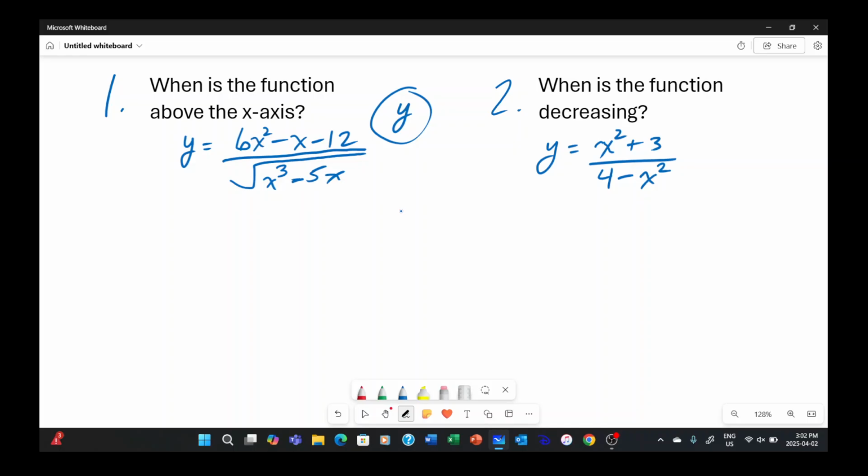So we don't need to do any derivatives with this. It's actually not really a calculus question. So hopefully you're good with your grade 10, 11, and advanced functions skills. So step one, we're going to factor.